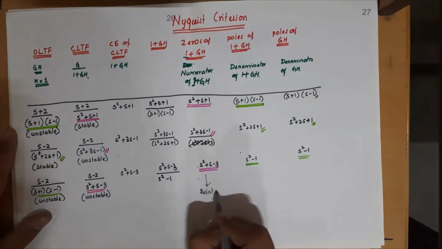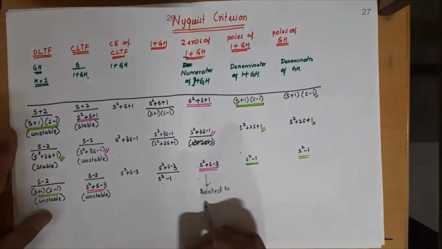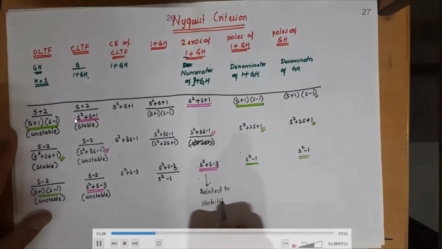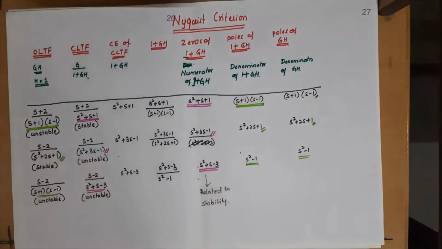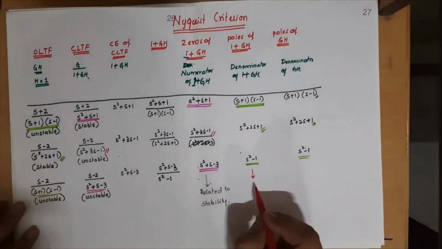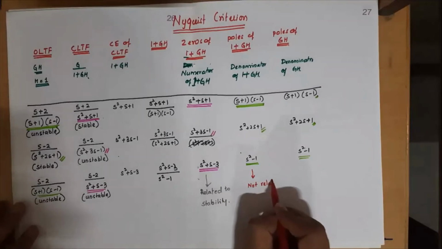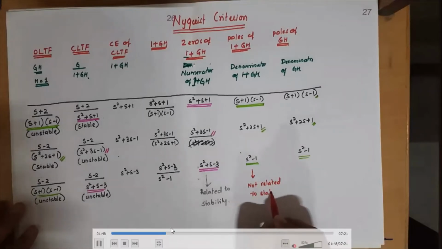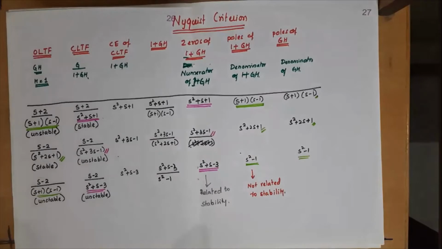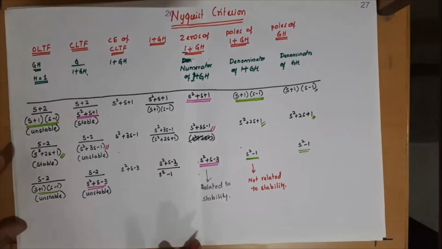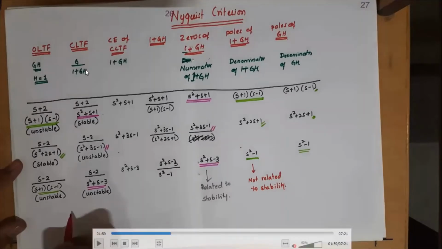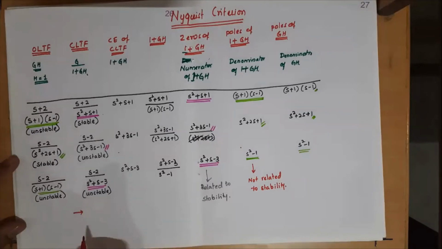So what is the importance of zeros of 1 plus gh? Zeros of 1 plus gh are nothing but the characteristic roots of the closed loop transfer function. So obviously they are related to stability. Stability is indeed dependent on the closed loop poles or zeros of 1 plus gh. And poles of 1 plus gh are nowhere related to stability. So they are not important at all because they do not appear in the denominator of the closed loop transfer function. So what I would like to say is zeros of 1 plus gh and the closed loop poles are the same.